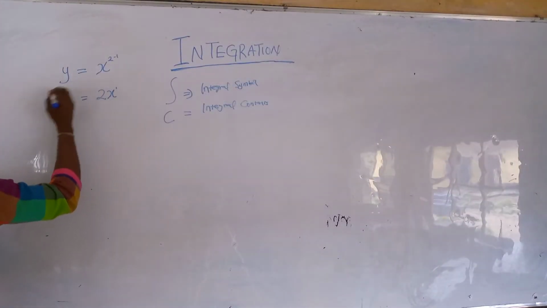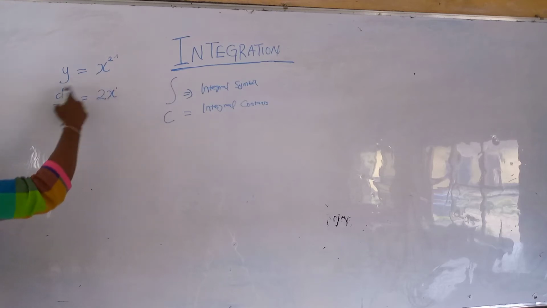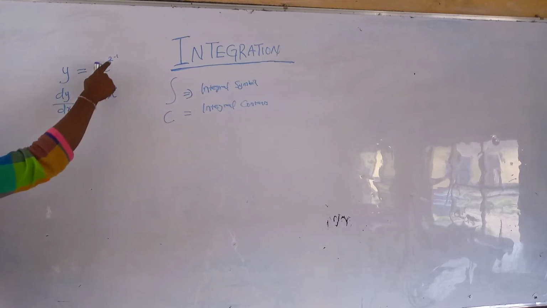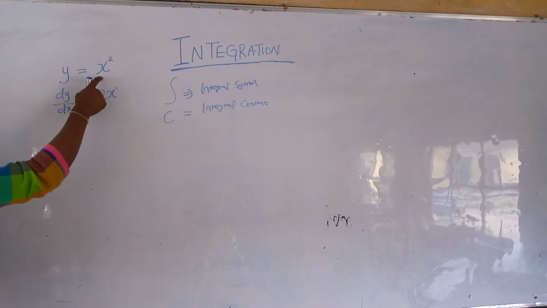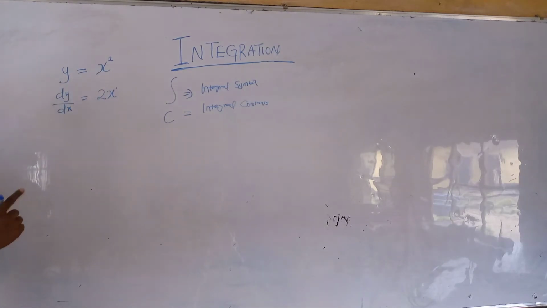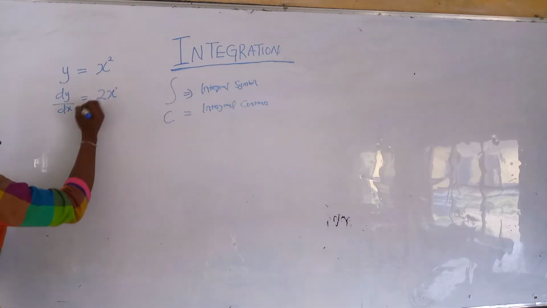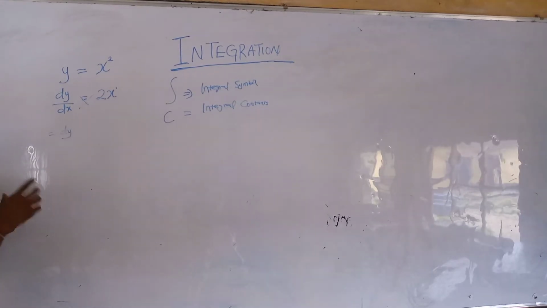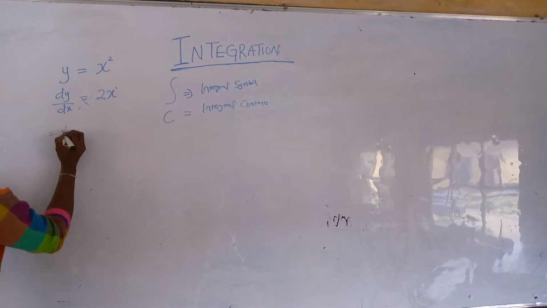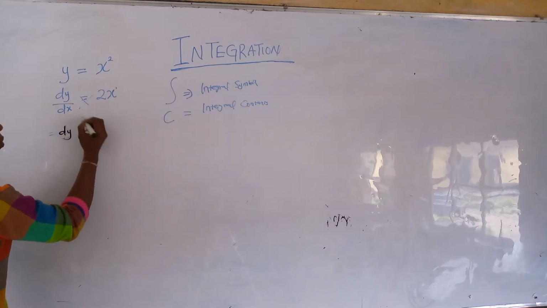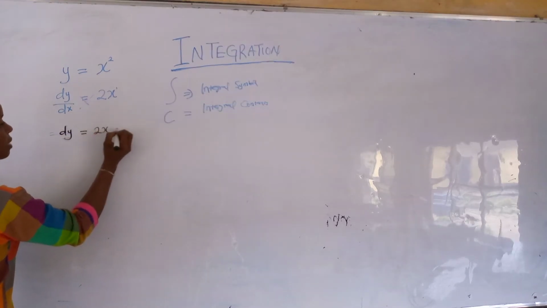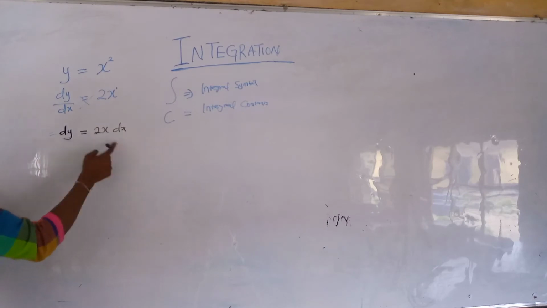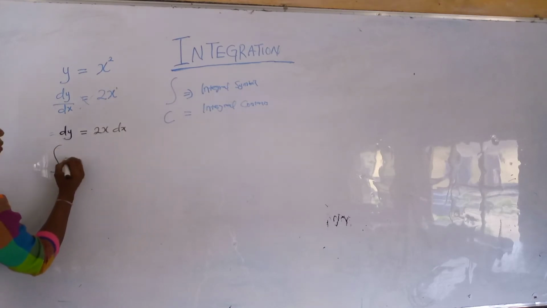Now, let's cross multiply this. If you want to integrate the differential coefficient of this function, will we get back the question? That is what we mean by antiderivative. So let's go, we cross multiply this. We have dy, and we have that dy is equal to 2x dx.